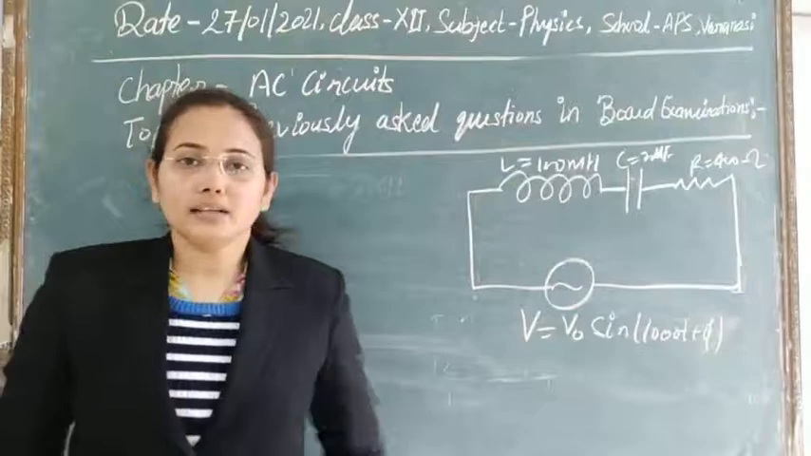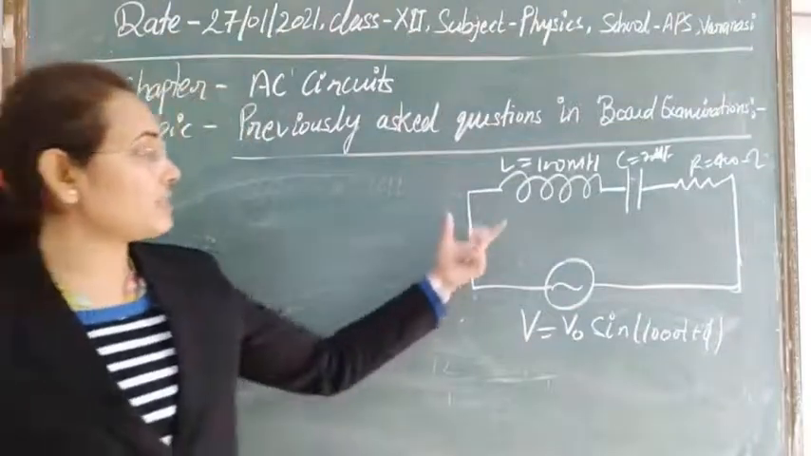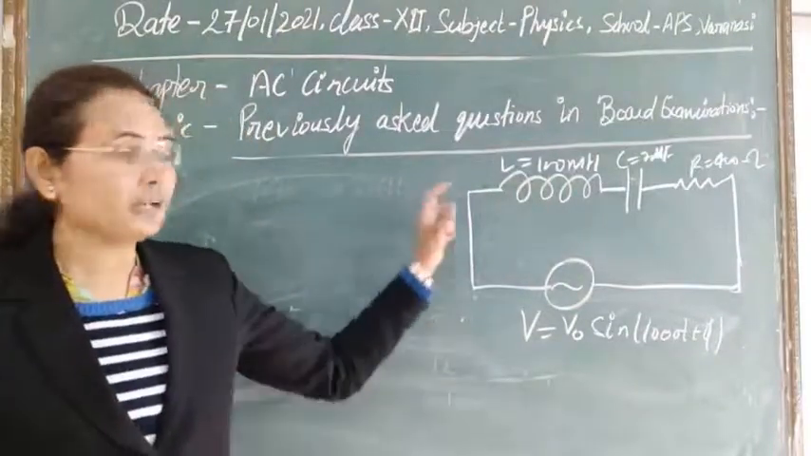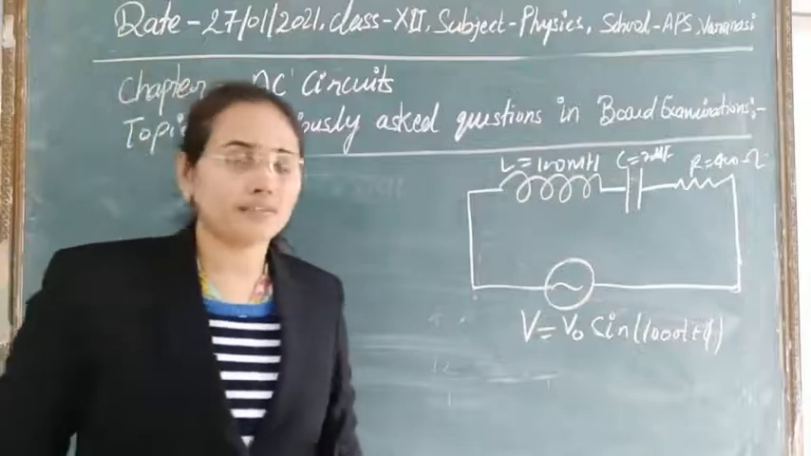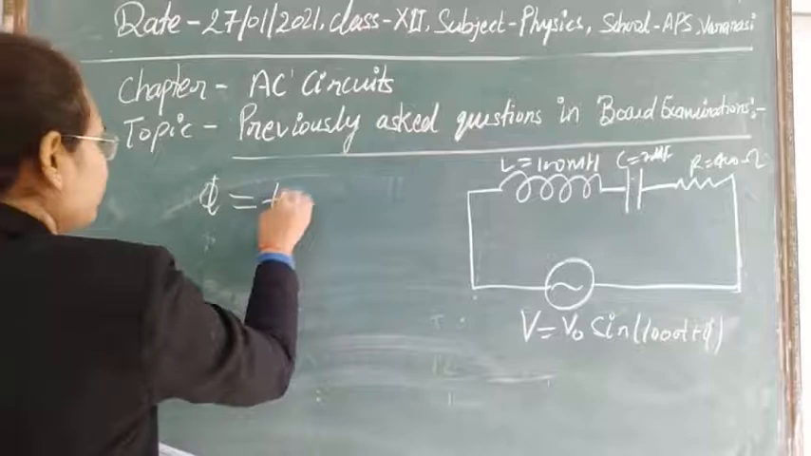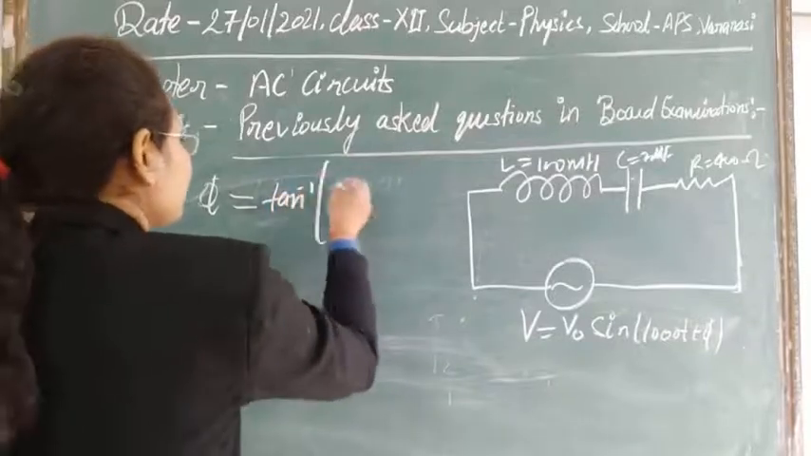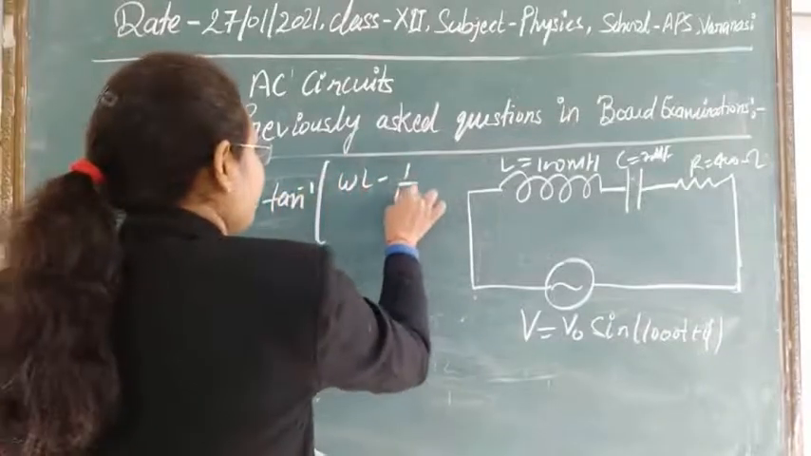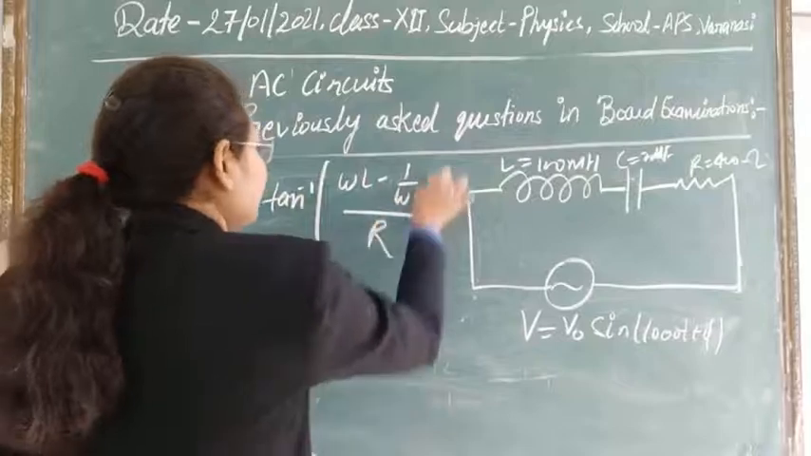As we know, the phase difference between current and voltage in an LCR circuit is given by phi equal to tan inverse of (omega L minus 1 upon omega C) divided by R.